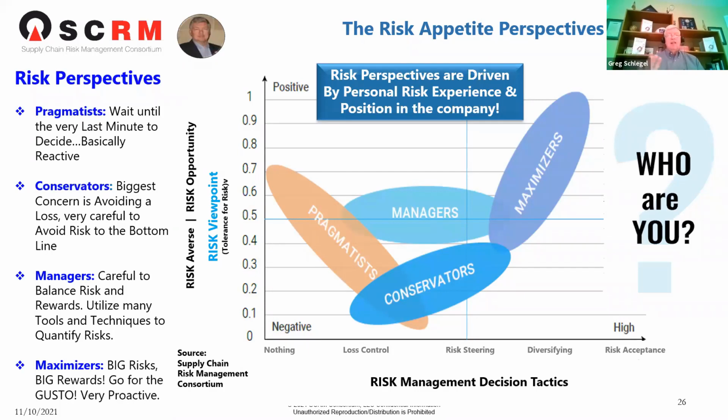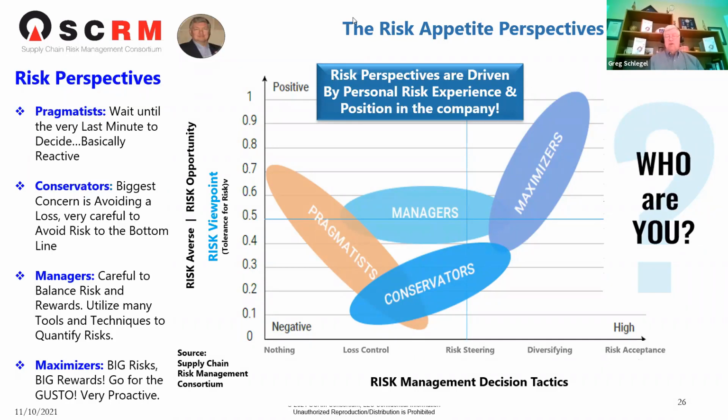There's only 4 that we're aware of. The orange are pragmatists. These folks wait until the very last minute to decide. Basically, they are reactive. They're not big on planning. The conservators are the dark blue on the bottom. Their biggest concern is avoiding a loss, very careful to avoid risk to the bottom line. Third, the managers, which are light blue in the middle, they're careful to balance risk and reward techniques. They do a lot of tools and techniques to quantify risks, a balancing act, if you will.